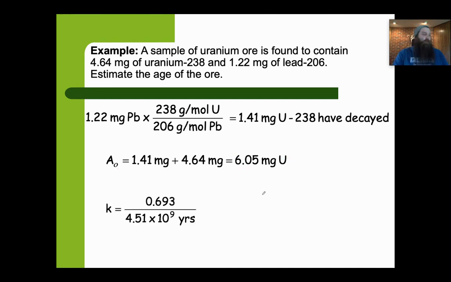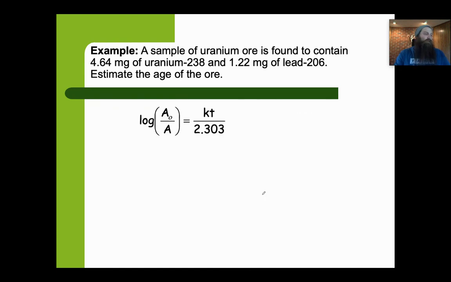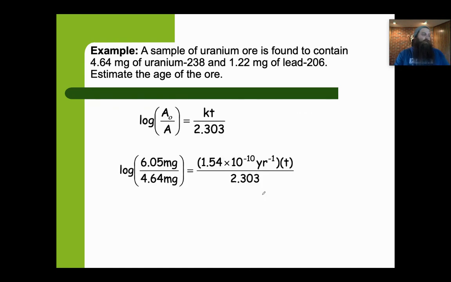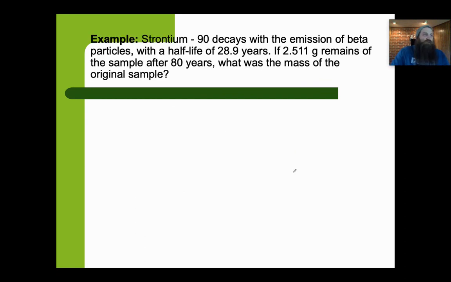And if I know what I started with, well, I can find K in my inverse years. I know A sub 0, so I'm going to plug those numbers in. The only thing I don't know is T, and now I'm just solving for T. So this would be a 1.73 billion year old ore. It's pretty interesting. Here's another one, strontium.